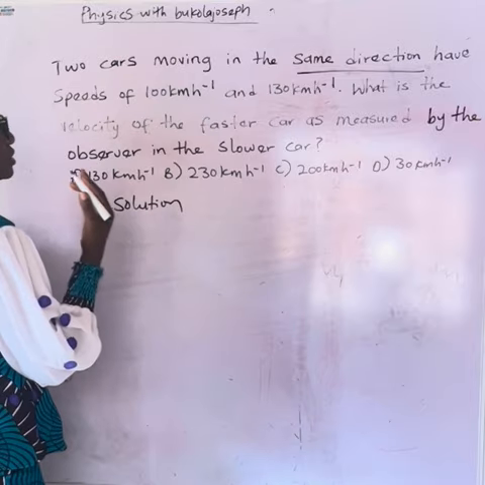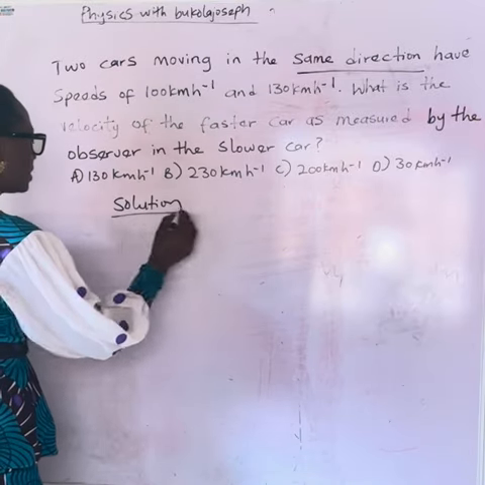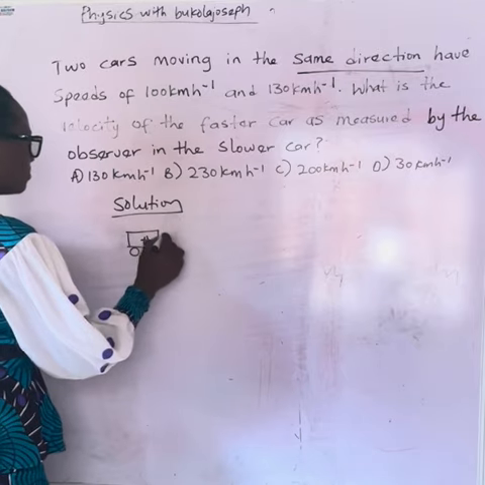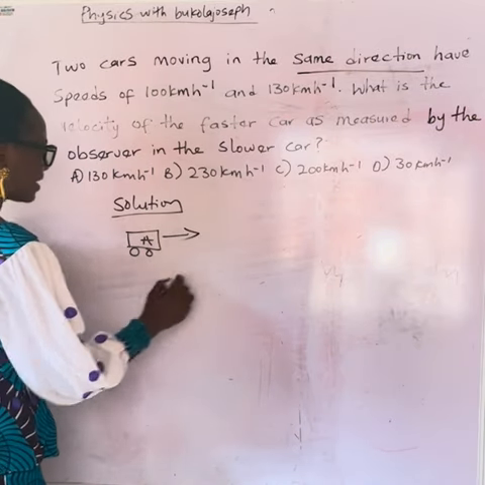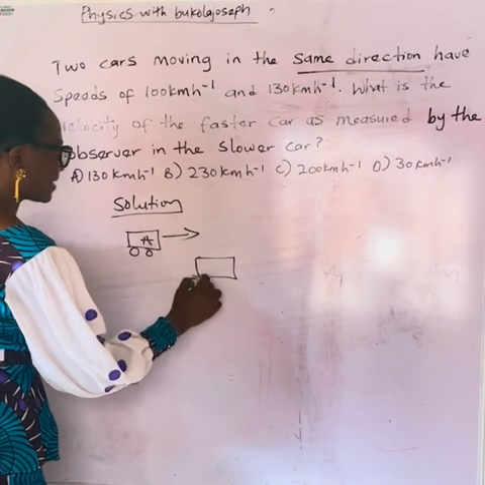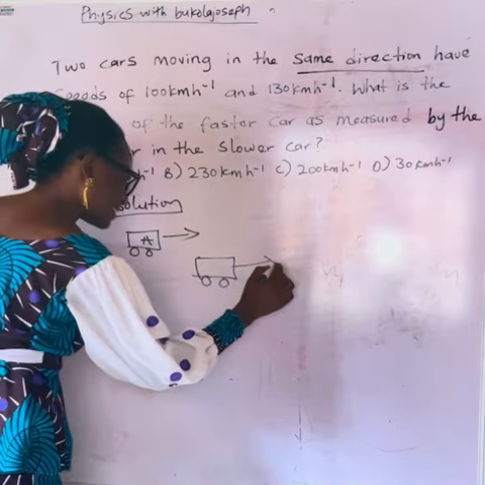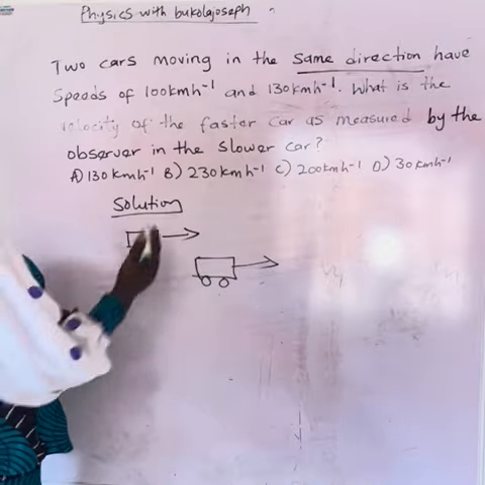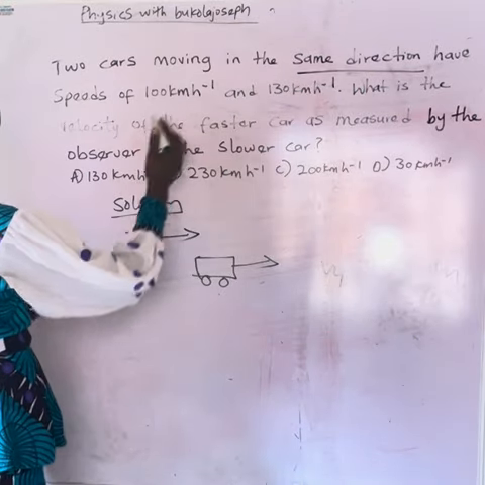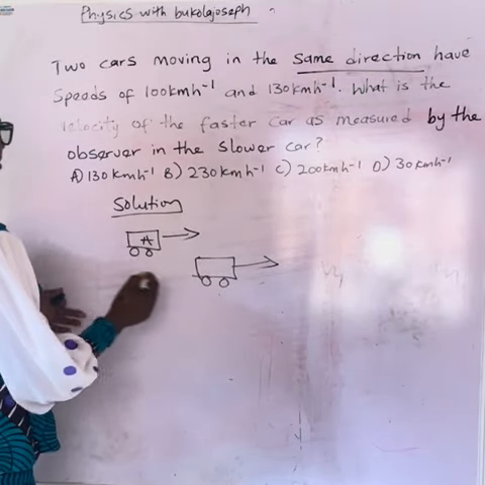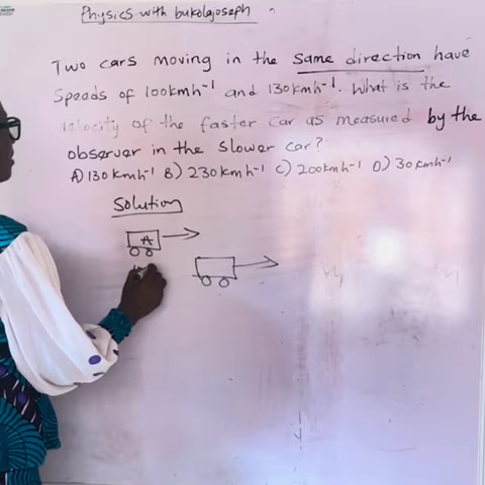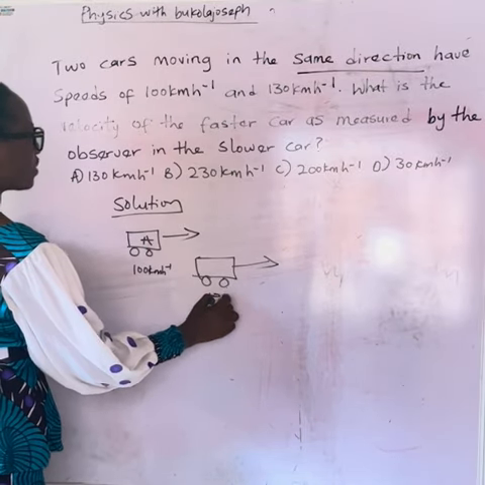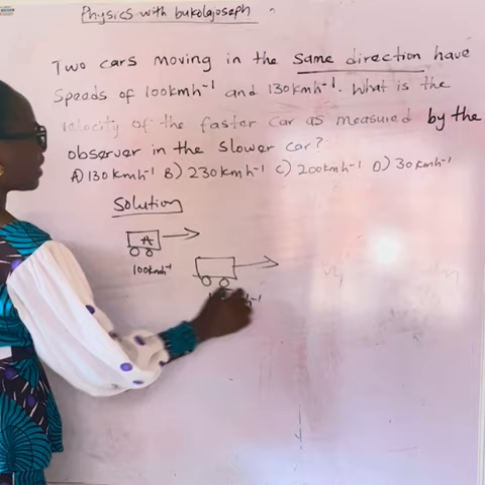Since we know that the two bodies are moving in the same direction, let's say this is the first car A moving in this direction, and then we have another car moving in the same direction, but not with the same speed. Now let's check out the question. You see, they have speeds of 100 kilometers per hour and 130. So the one at the back will have 100 kilometers per hour, and the one in front will have 130 kilometers per hour.